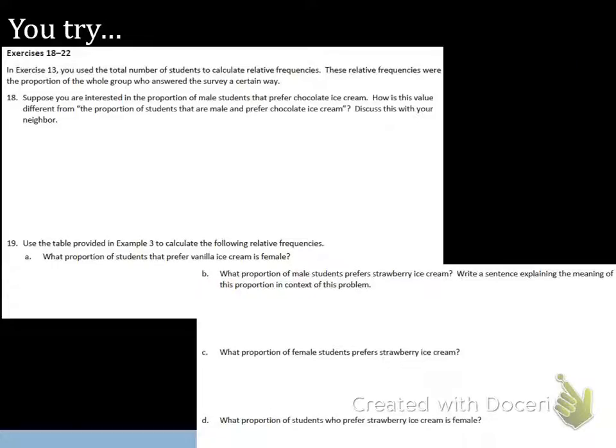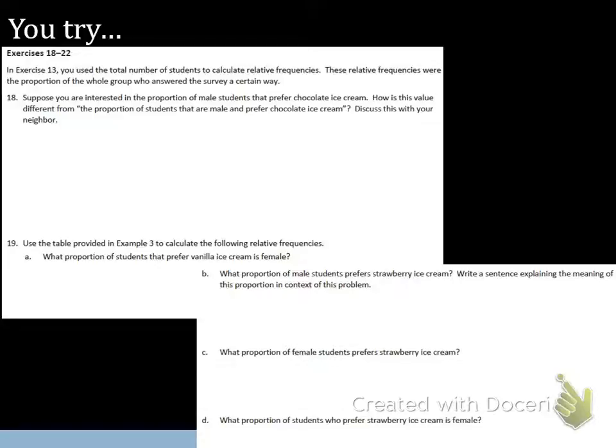All right, so you should have taken the time to look at those relative frequencies for the certain row that they were talking to you about. You should have then answered number 18, 19, A, B, C, and D. For number 18, suppose you are interested in the proportion of male students that prefer chocolate ice cream. How is this value different from the proportion of students that are male and prefer chocolate ice cream?